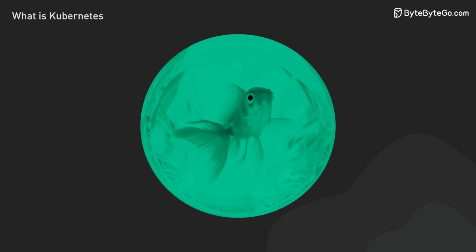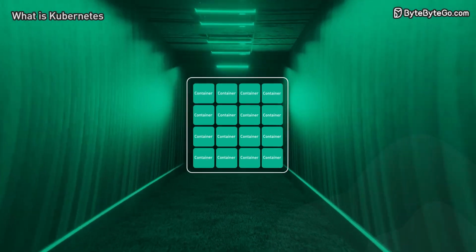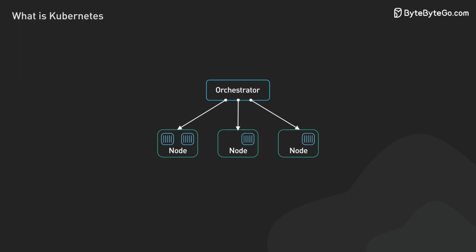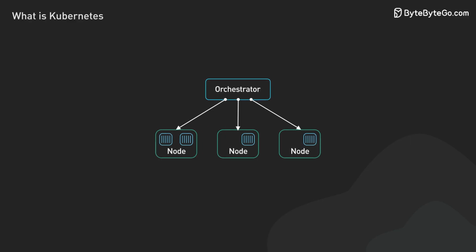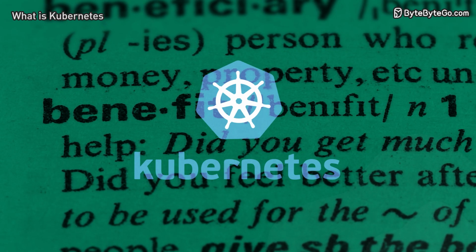But here's the catch. As applications scale up, managing all these containers manually becomes a nightmare. That's where Kubernetes steps in. It offers a streamlined approach to container orchestration. Let's break down the key benefits that Kubernetes brings to the table.